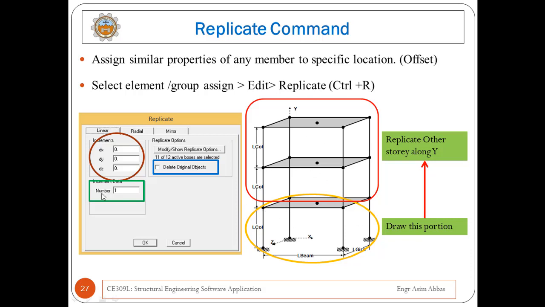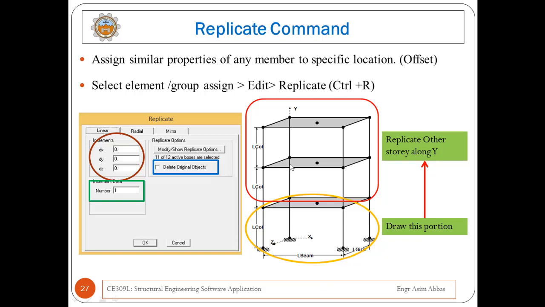Okay, now what is the increment? What is the distance between the original object and the object where you want to replicate it? Let's suppose the distance is 10 feet, so you will enter 10 feet. In which direction? It is along the y direction. You will enter 10 feet in the dy option, and then enter 2 in the increment data. Okay, when you click on this, this portion will be replicated in two levels.